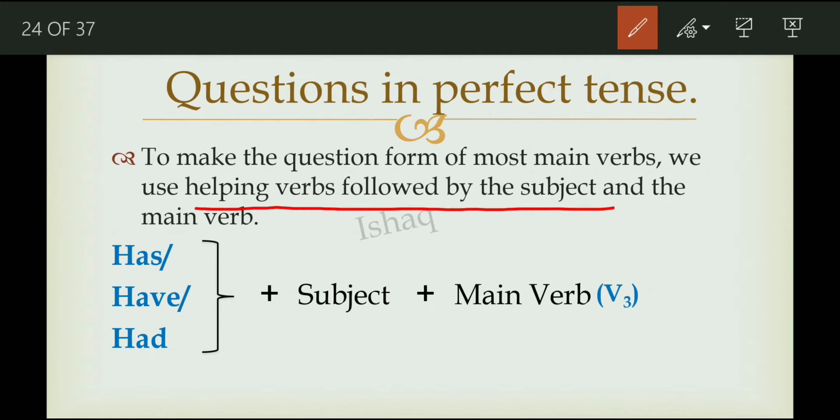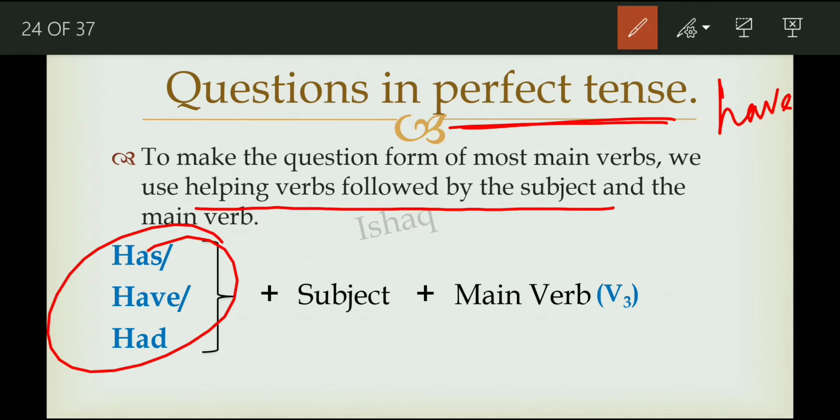So we came to know that we need some helping verbs, and those helping verbs in perfect tense are have forms. So after knowing that, what we need to know is the helping verb should be followed by the subject. So what this sentence is saying is, the helping verb should be used before the subject, and then the subject, then our main verb should be used. Basically what we use is subject, then verb, then object. In verb, what we use is helping verbs and the main verbs.